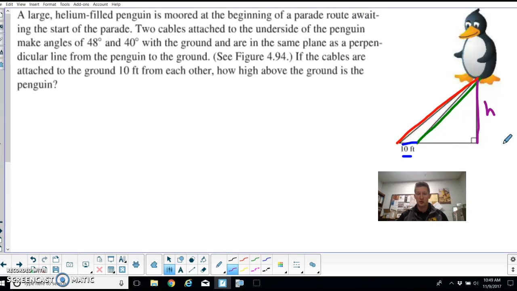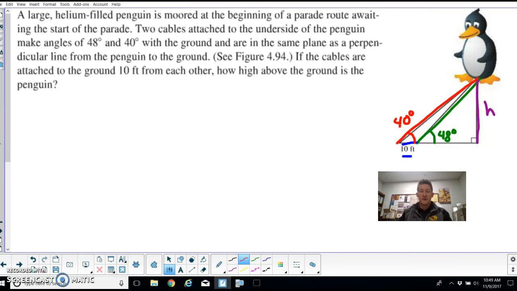Anyways, we are looking for h, the height that the penguin is above the ground, and we've got a couple of cables with some angles that we're going to fill in here. So the cables, one of them makes a 48-degree angle, and the other makes a 40-degree angle with the ground. So I'm going to label those. This one is actually a little bit bigger than the other one. So this angle is the 48-degree angle. It's a steeper angle of elevation to get up to the penguin, whereas the other one is going to be 40 degrees. Okay, a little less steep, a little bit further distance to go.